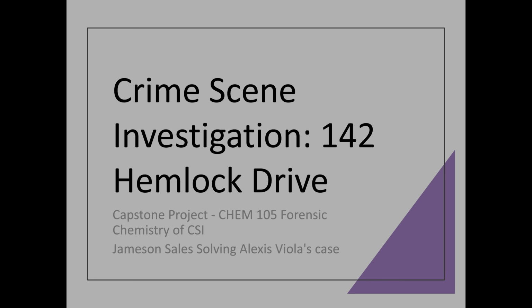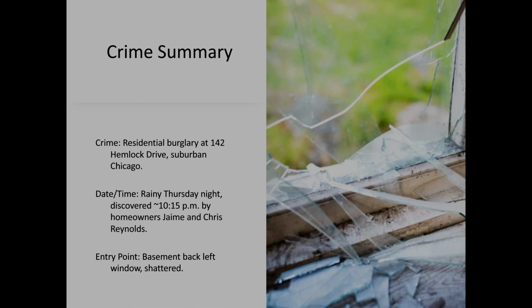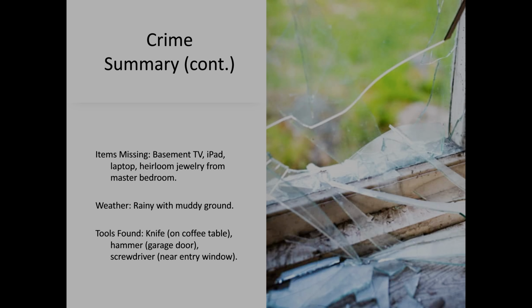Let's get started. This case involves a residential burglary at 142 Hemlock Drive in suburban Chicago. It happened on a rainy Thursday night and was discovered around 10:15 p.m. by the homeowners, Jamie and Chris Reynolds. Both had been out with their kids at practices. When they got home, they found the basement window was shattered and several items missing: a TV, laptop, iPad, and heirloom jewelry.